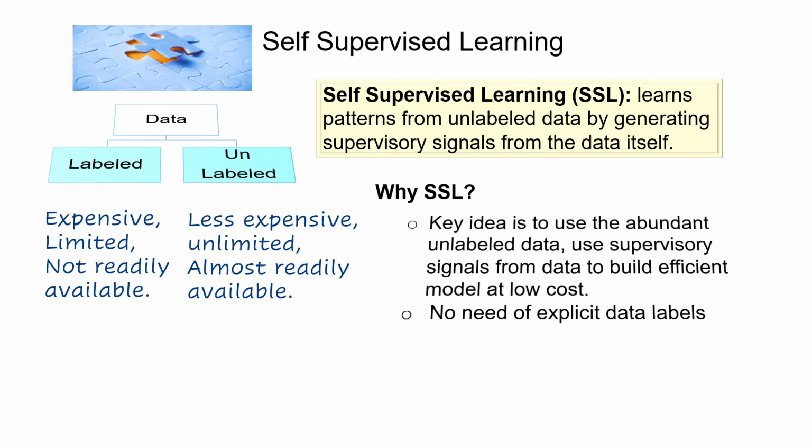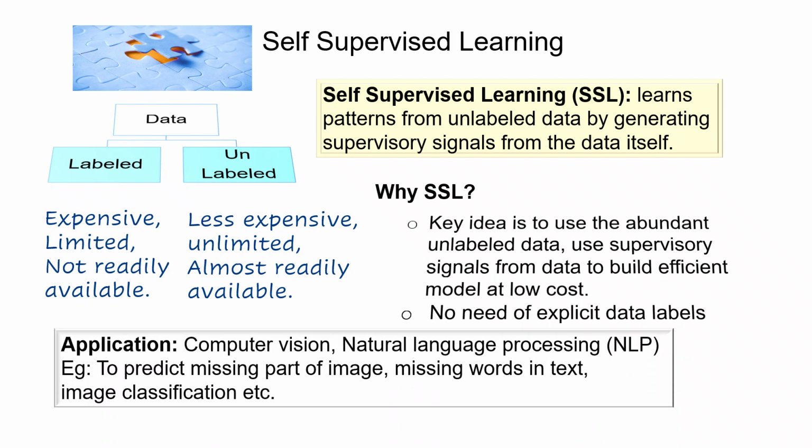Why do we need self-supervised learning SSL? The key idea of self-supervised learning is to use the abundant, unlabeled data to learn inherent structures and patterns in the data and build efficient machine learning models at low cost. SSL is used to train models to predict certain features of text input or image input without the need for explicit data labels.